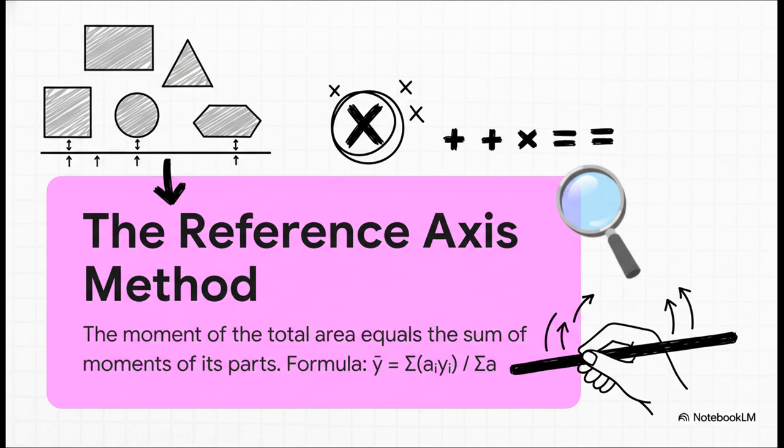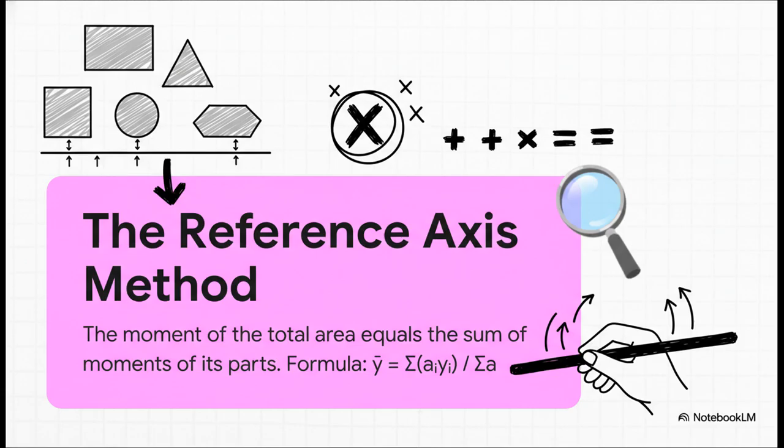The principle here is so much simpler. Instead of guessing where the centroidal axis is, we just choose a convenient reference axis, like the very bottom edge of the shape. The total moment of the entire area about this new axis is simply equal to the sum of the individual moments of its parts. And this gives us this beautiful, simple standard formula.